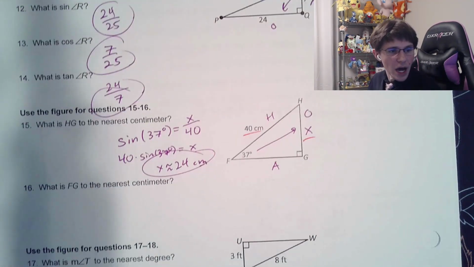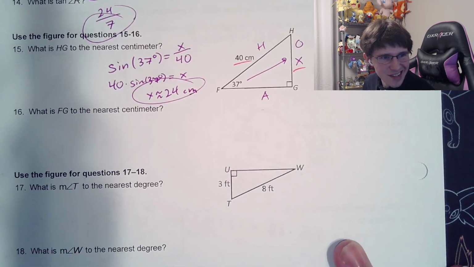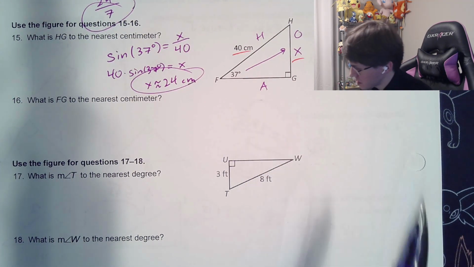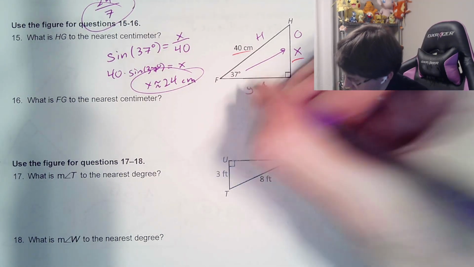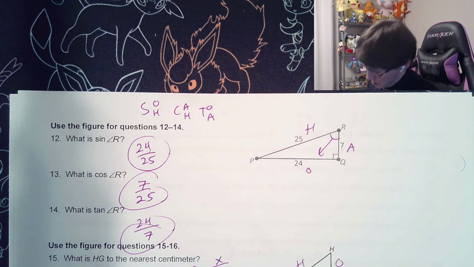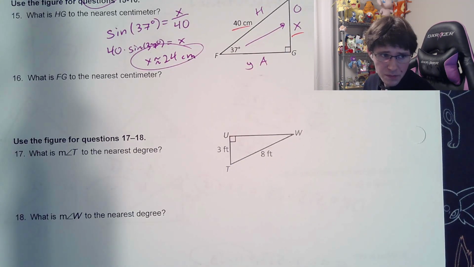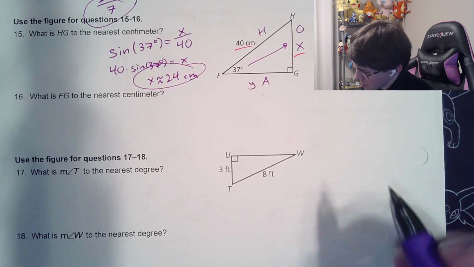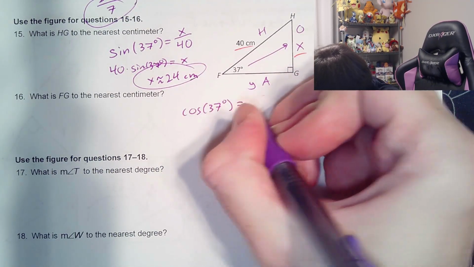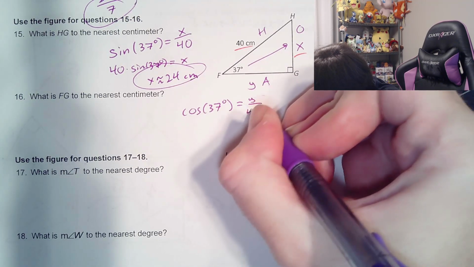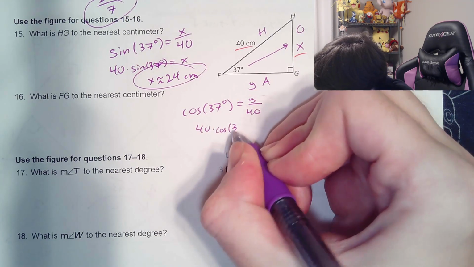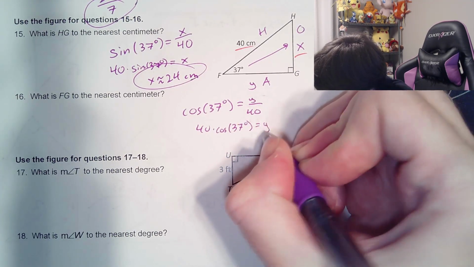All right. After that, we have FG. What is FG to the nearest centimeter? So now we're trying to figure out this side over here. I guess I can label this one the letter Y. So now I have the A over H, which is from the top of the page here. We got CAH, SOHCAHTOA. So cosine. So we can say the cosine of 37 degrees is going to be y over 40. So this one's going to be 40 times the cosine of 37 degrees. That's going to be y.